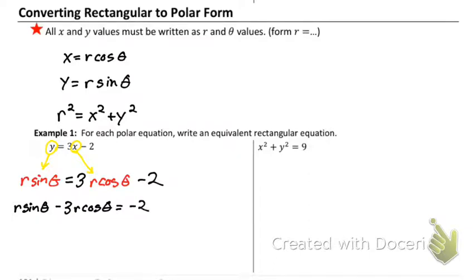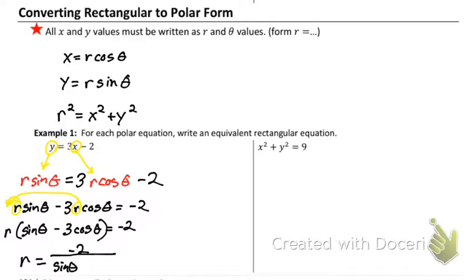Equals negative 2. Well, just like when I'm solving for x's or y's, we're going to factor out this r in front of both of these to give us r times the quantity sine theta minus 3 cosine theta equals negative 2. And then I'm just going to divide by whatever is multiplied by the r. So I'm going to divide both sides by sine theta minus 3 cosine theta to give us a final answer of r equals negative 2 all over sine theta minus 3 cosine theta.